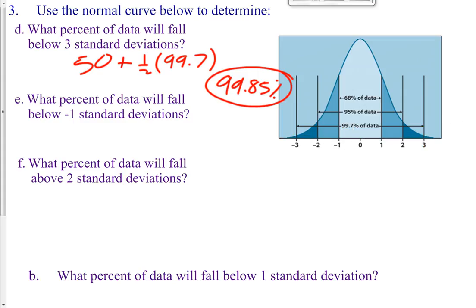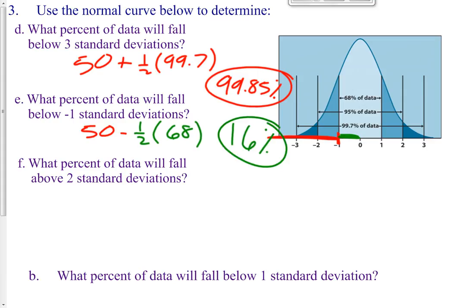What percent of data will fall below a negative 1? So here's where negative 1 is. I want all the data below, so that's to the left of. So it's 50% of the data. Subtract this much again, which is half of 68. 50 minus half of 68 is 16%.